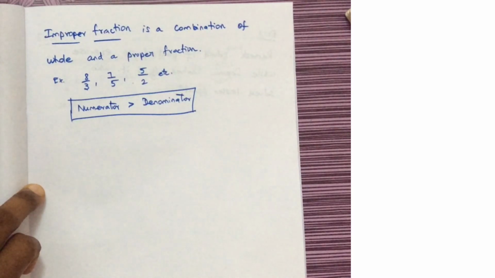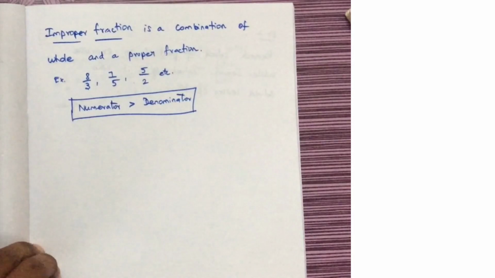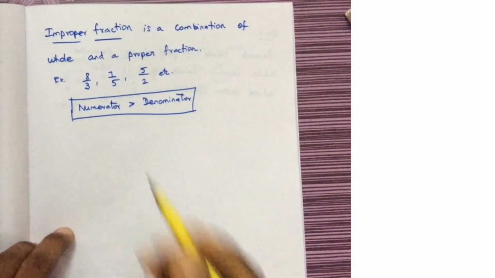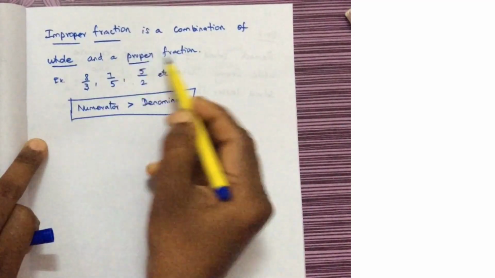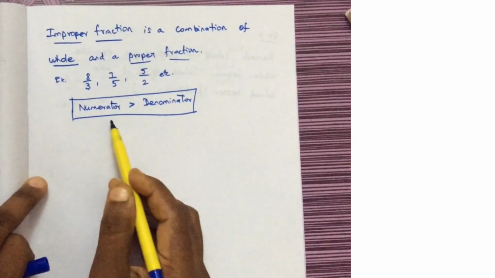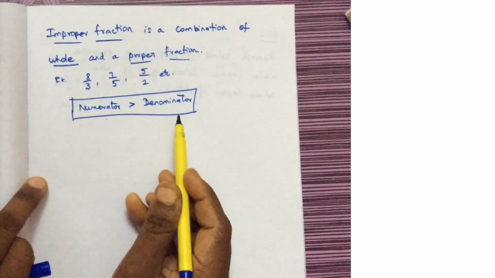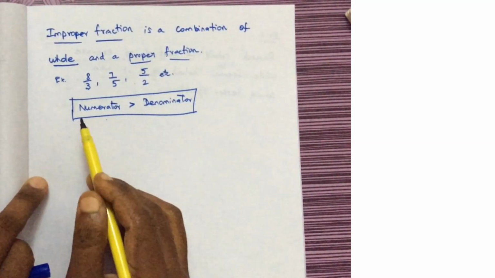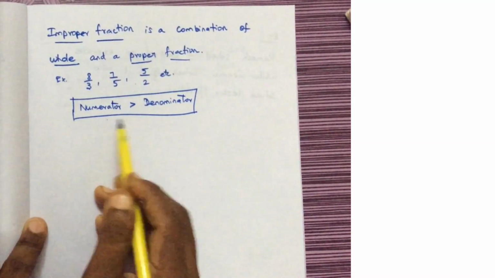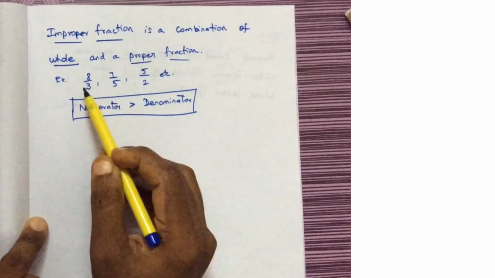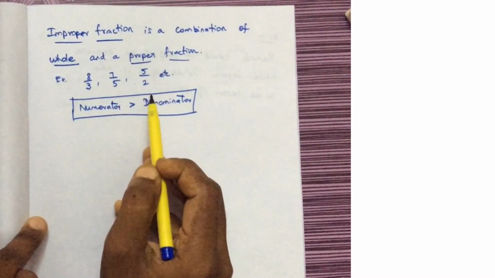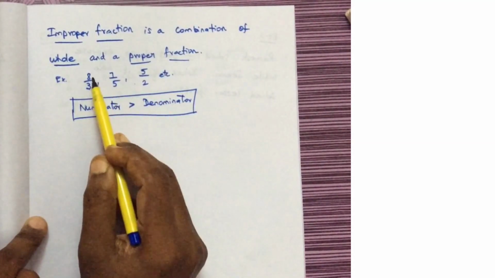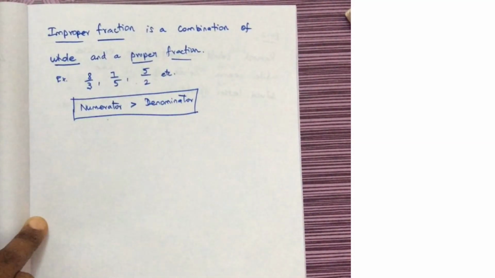The next type is improper fraction. Improper fraction is a combination of a whole and a proper fraction. Here the numerator is greater than the denominator. In the previous case, in a proper fraction, the numerator is less than the denominator. Here are the examples: 8 by 3, 7 by 5 and 5 by 2. In all these cases, the numerator is greater than the denominator.